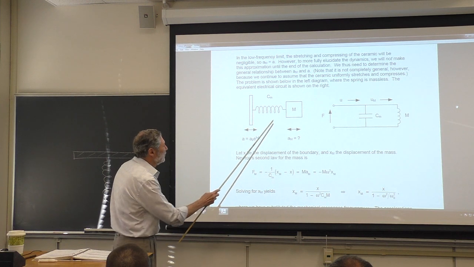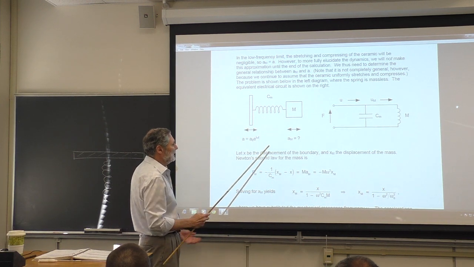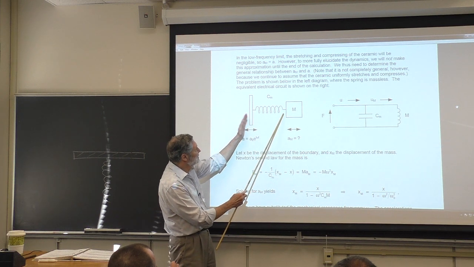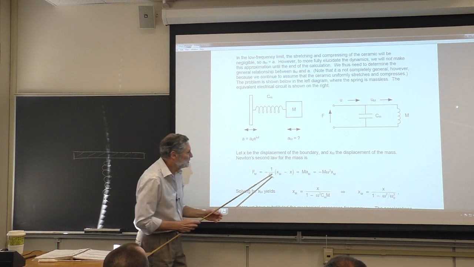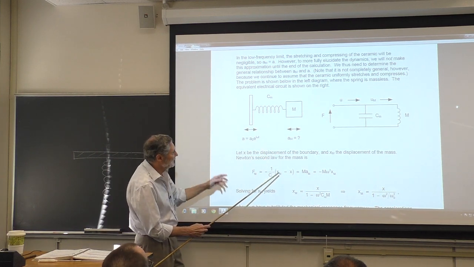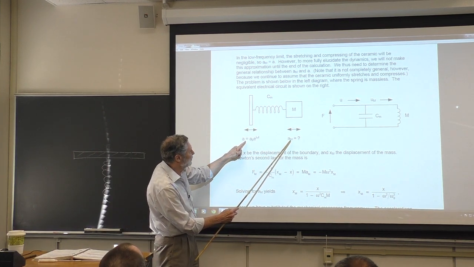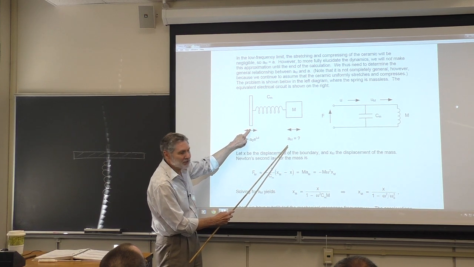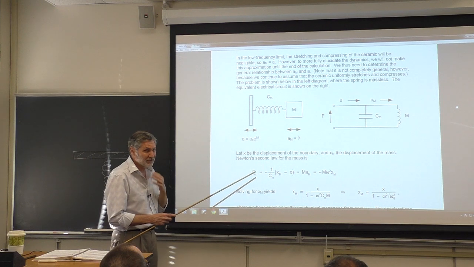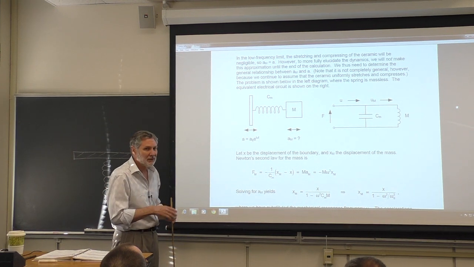So what's the force on the mass? Well, I get that from Hooke's law. It's going to be the distance the spring is stretched times the spring constant, which is 1 over the compliance. The distance the spring is stretched is the difference in the x-coordinates here. There's going to be a displacement here, and a displacement here. I've got to take the difference. And now the final thing is the sign. Which way does the sign go?